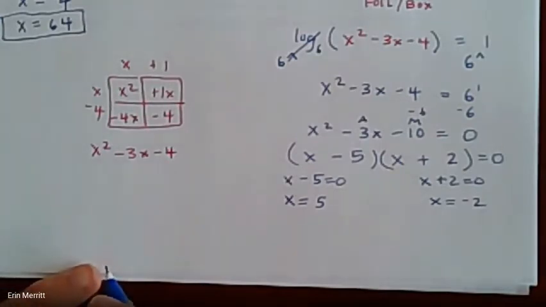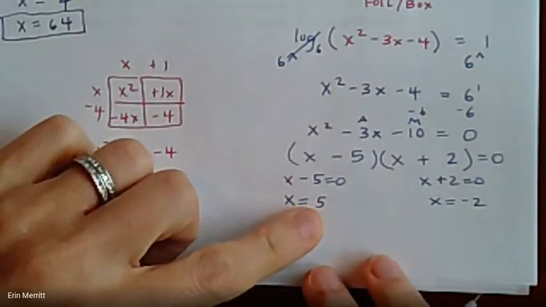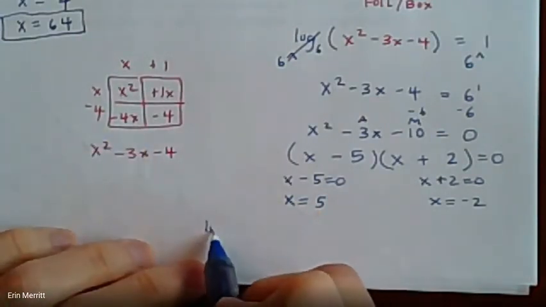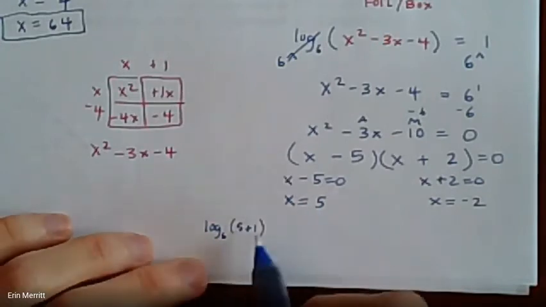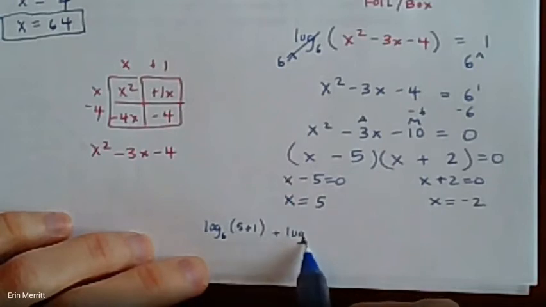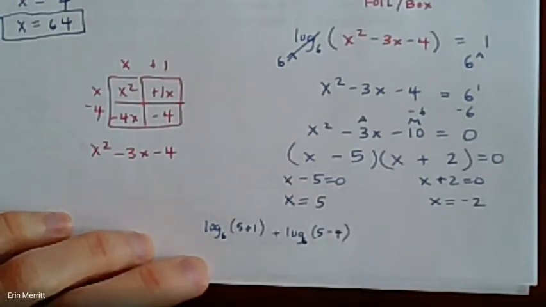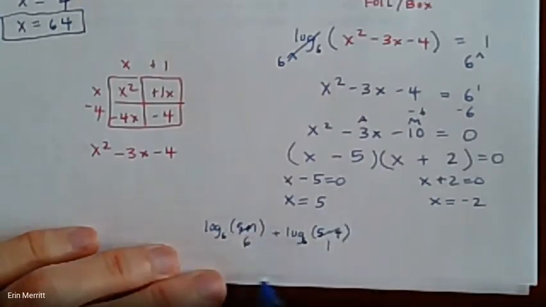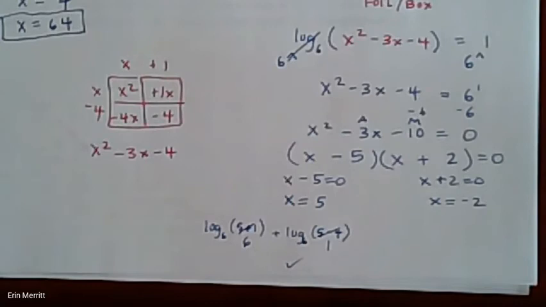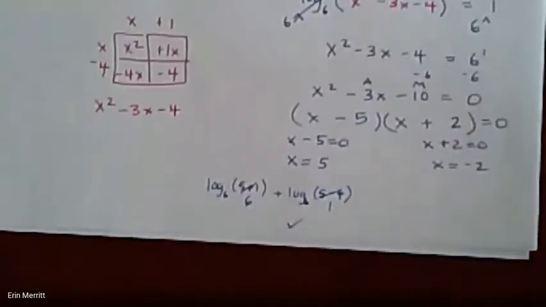When you get to a question like this, please make sure that it makes sense back in the original, because sometimes our inclination is just to immediately reject the negative. I want you to check first. So what I mean by that, if I take 5 and I think about plugging that back into the original, this would have been log base 6 of 5 plus 1. So that's fine. That's a positive number. And then log base 6 of 5 minus 4. It's pretty close, but it's going to work because this will be a 1. This will be a 6. We should be good to go.